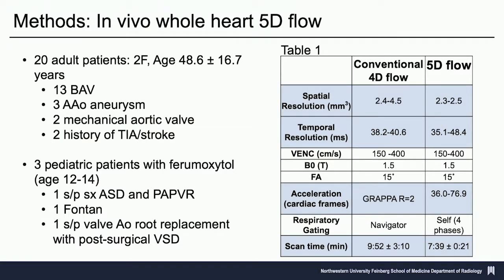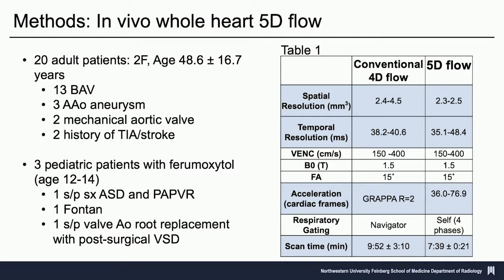And so we evaluated this technique in vivo in 20 adult patients with a variety of diseases, but most of which had some sort of aortic valve or aortic disease. Of note, they were receiving a conventional 4D flow scan as part of their standard of care imaging, and this was of the thoracic aorta. So it was acquired in a conventional way, so GRAPPA R equals 2, Cartesian, with respiratory navigator gating, resulting in mean scan times of about 10 minutes.